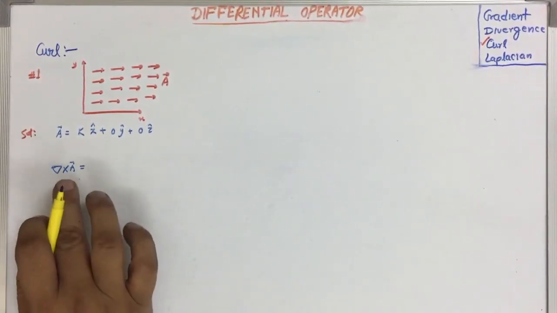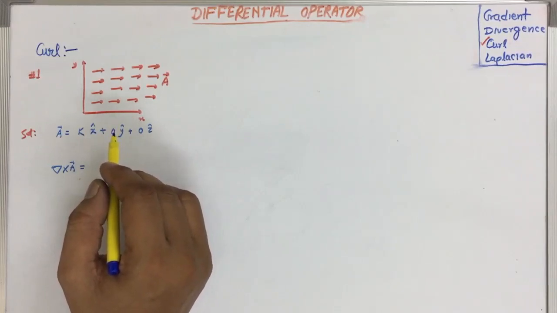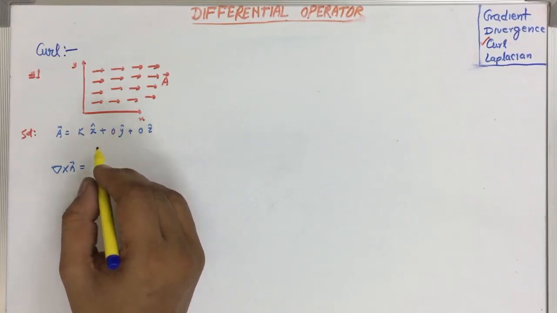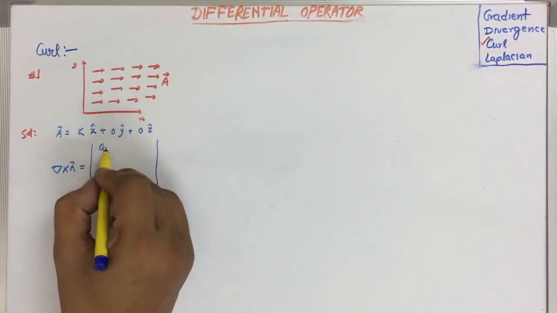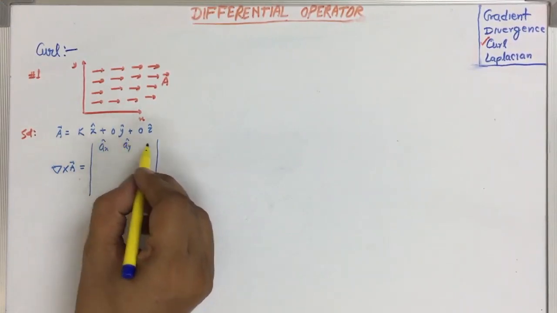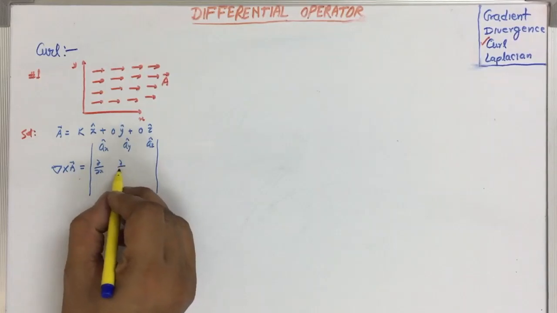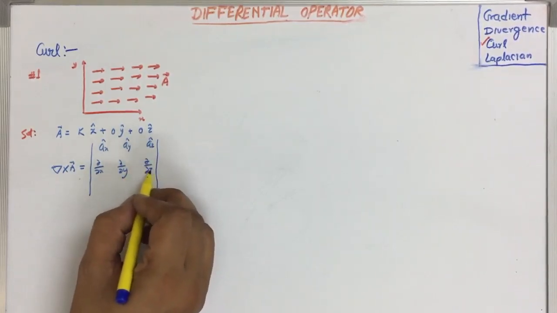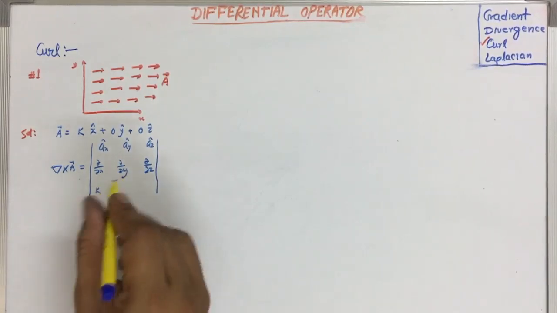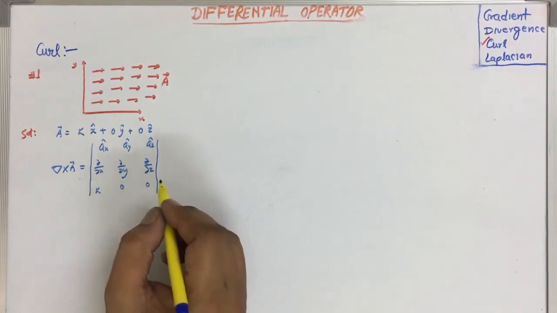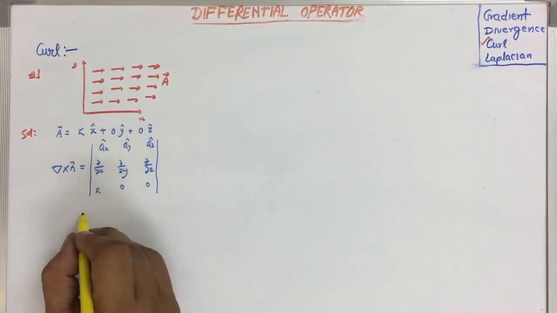Because this is our requirement, to find the curl. As it is a rectangular coordinate system, so according to the determinant we will write ax, ay, az, del over del x, del over del y, del over del z. Here the x component we have to write k, here the y component, here we have to write the z component of the field.